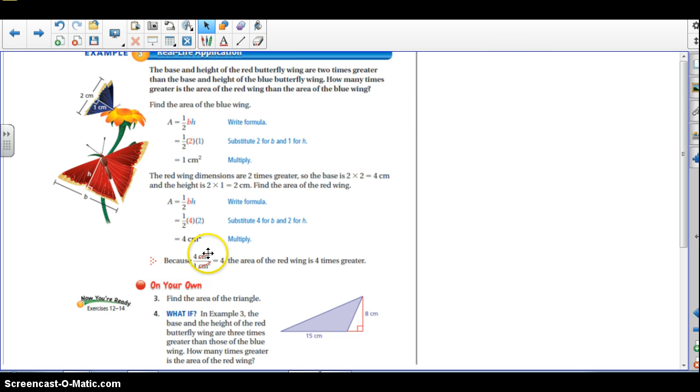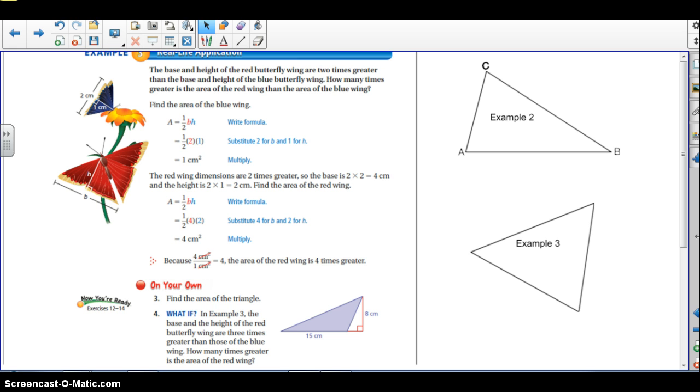What I'd like you to do next is the on your own. When you're done with the on your own, come back for the answers. Make sure you write out the formula. The answer for on your own number 3 is 60 centimeters squared, and you should have every step listed as it was in this problem. And number 4 is 9 times greater.